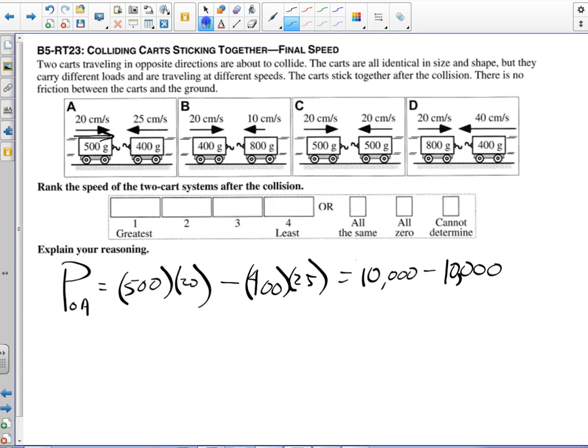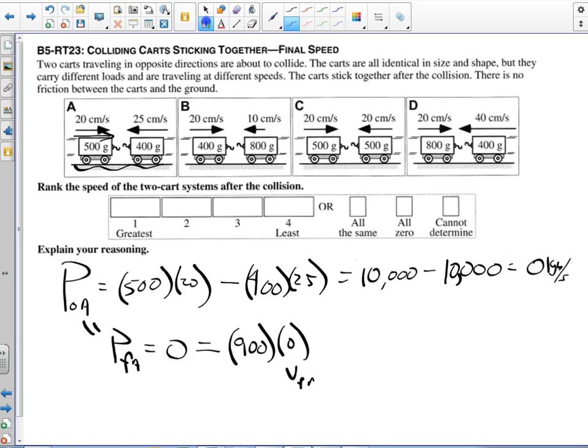Okay, so we have a situation where the combined momentum in this case is 0. If that's the initial momentum before the collision, of course, that's got to be equal to the final momentum, which is 0. But after they collide and stick together, that means the one object has to have a 0 momentum. Well, the object will be 900 grams, but the only way you can get it to have 0 momentum is to multiply it by 0. So the final velocity of A has to be 0. And we do a similar process for all of them.